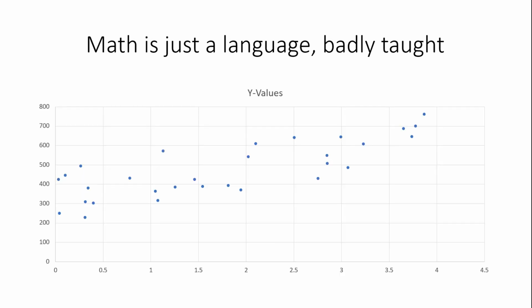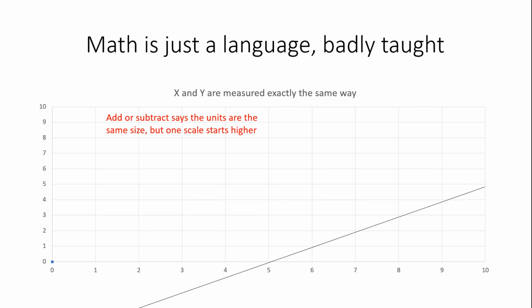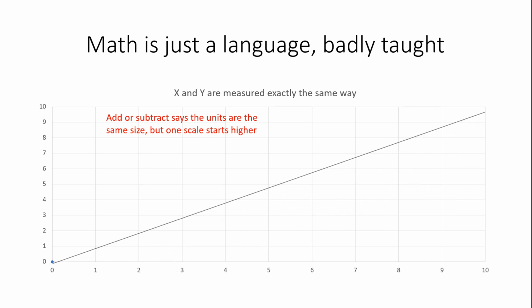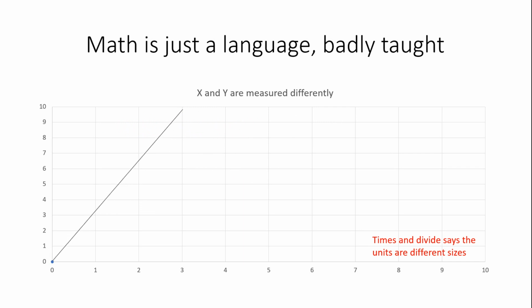So we can put SAT and GPA on a graph like that, and we can draw a line. When the line is going like this, we're saying X and Y are measured in exactly the same way. Now, if we add or subtract, we're saying the line moves up or down, but it doesn't tilt. The units stay the same size. One scale just starts higher. If we multiply or divide, we're tilting the line. We're saying that the two variables have different sized units.